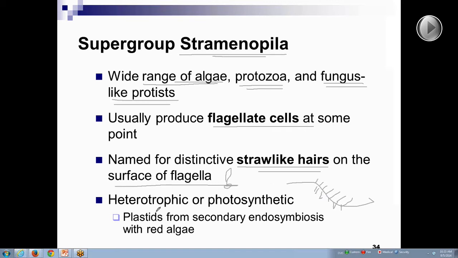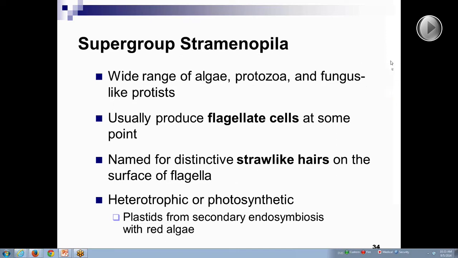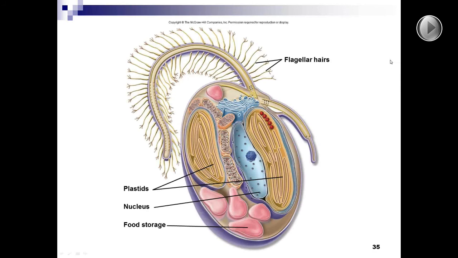So it's really neat. They are heterotrophic or photosynthetic members here, and this group typically has plastids that were derived from secondary endosymbiosis from a red alga. So at some point in the history of the stramenopiles, they probably went through some type of secondary endosymbiosis. In other words, they consumed an organism that had a primary plastid inside of it already. Some really neat groups here, an extremely diverse group in this particular large supergroup.